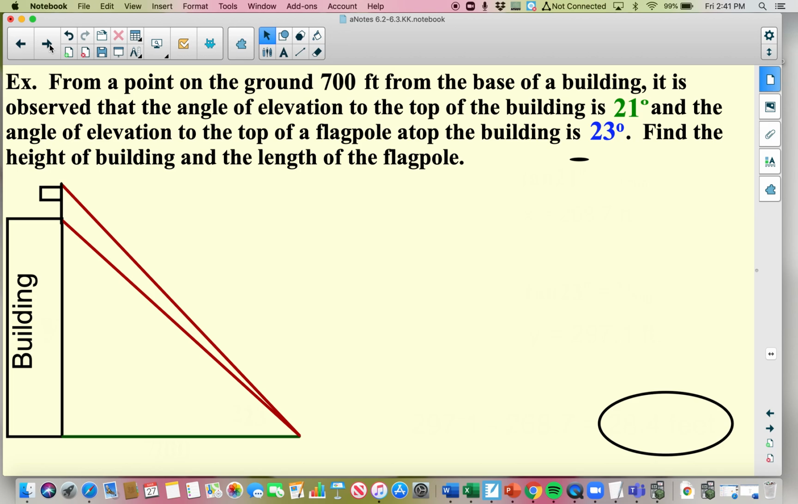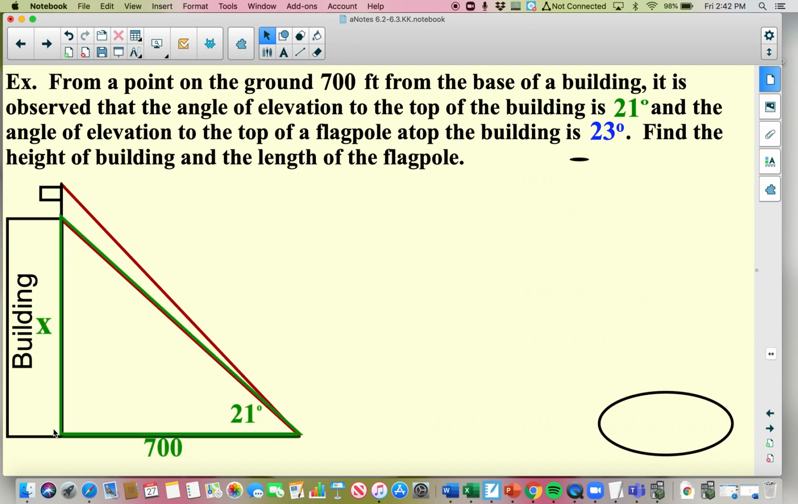Okay, so I sketched a picture here, but that would be probably for some of you the biggest challenge. So I sketched a building and then put a flag on top of the building, and then I actually didn't put you, but you're standing down here looking to the top of the building or looking to the top of the flagpole. So from the point on the ground, you're 700 feet from the base of the building. Okay, so this would be 700 feet.